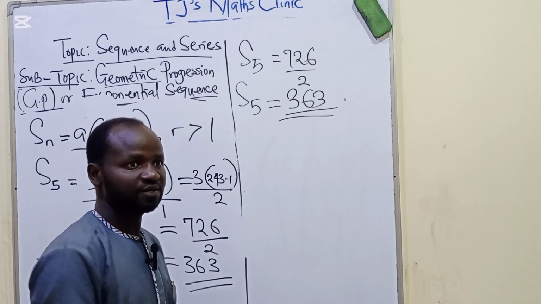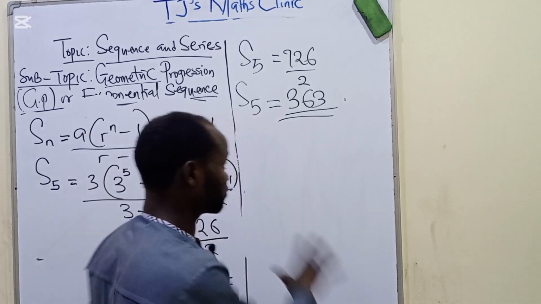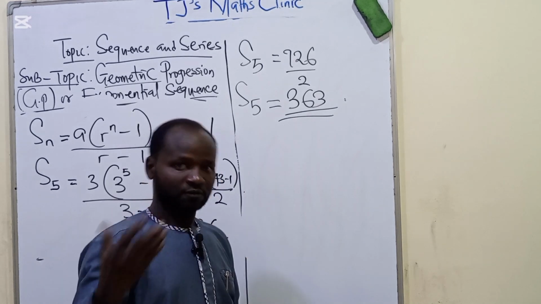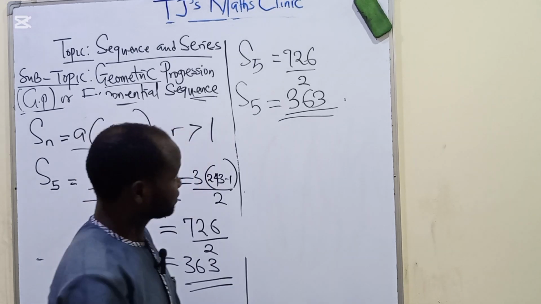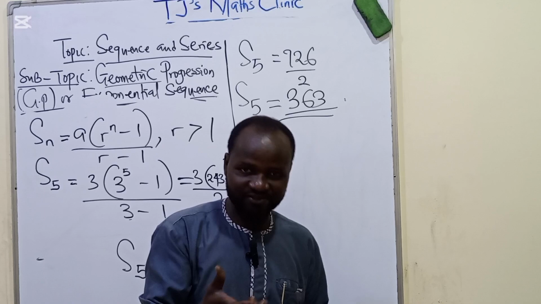Our first term is 3. The common ratio is positive or negative 3, but I decided to use the positive 3. Common ratio is plus 3. First term is positive 3. The sum of the first 5 terms is nothing but 363. So this is the solution to this question.